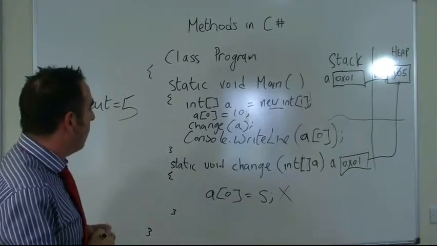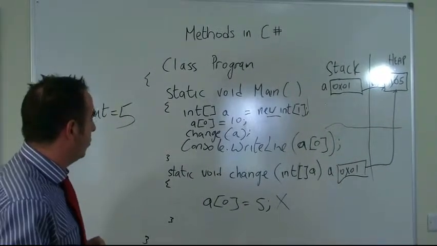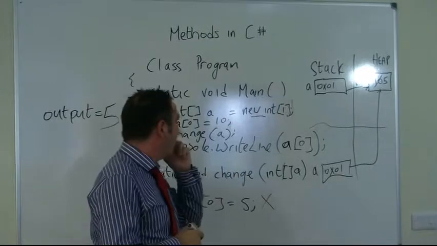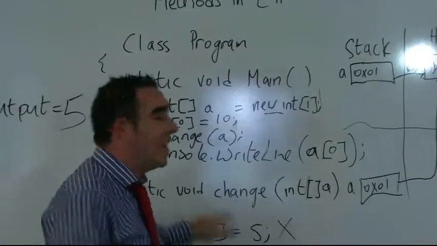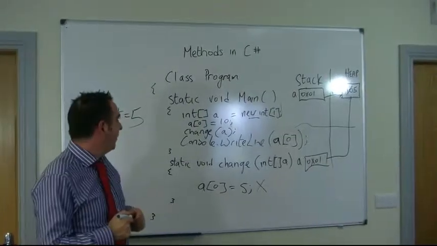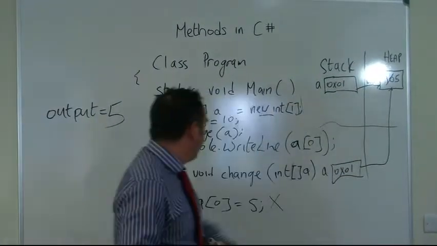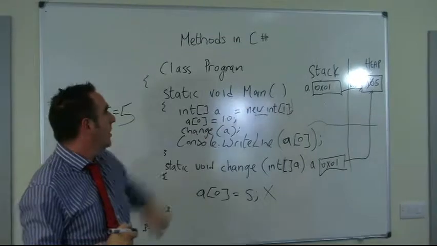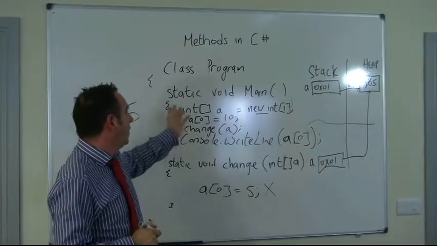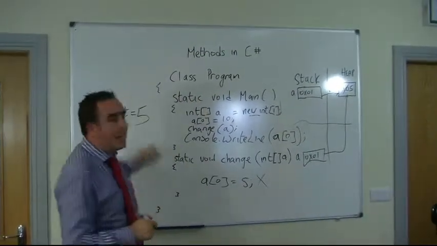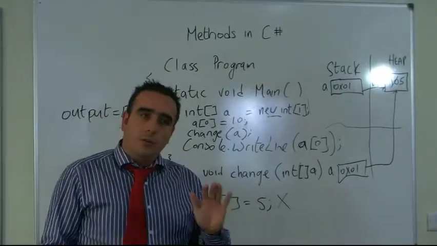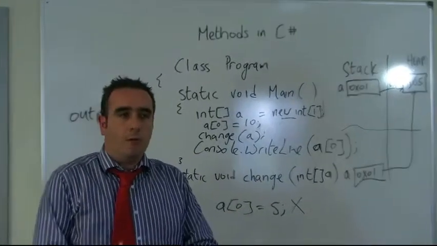So when we pass an object in to our change method, the actual address of it in the heap gets copied, and we have access to it. And when we return back to our main, then we know it was updated, and 5 is actually outputted. So there's probably a bit to take in there, so I wouldn't be surprised if there are any questions.